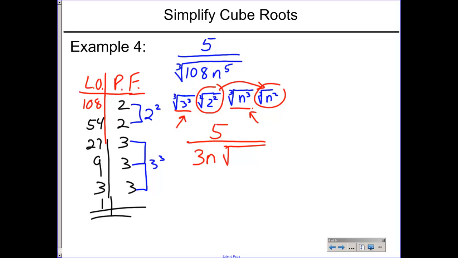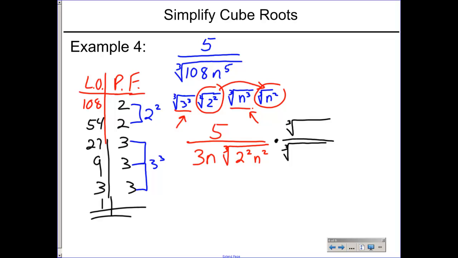But when I go to multiply them together, I am not going to do 2 times 2 and call it 4. I'm going to leave it as 2 to the second power and n to the second power. So I haven't rationalized the denominator, but I have simplified the radical in the denominator. Now here's where we rationalize the denominator. I do have to multiply by something that makes a perfect cube. So I'm going to multiply by the cube root of something. And the trick is figuring out what that something is.